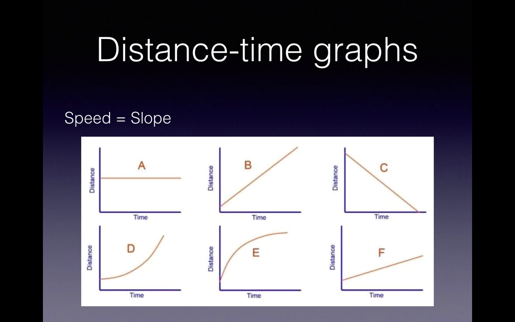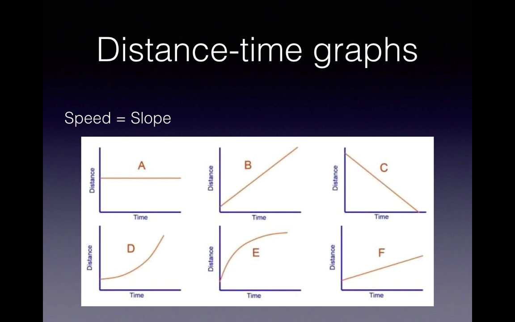So that means that as the time goes by, the distance increases. C, slope is negative, we say the speed is negative in that case as well. Okay, if we compare B and F together, the slope of B is larger than the slope of F, so that means that B is travelling at a faster speed.